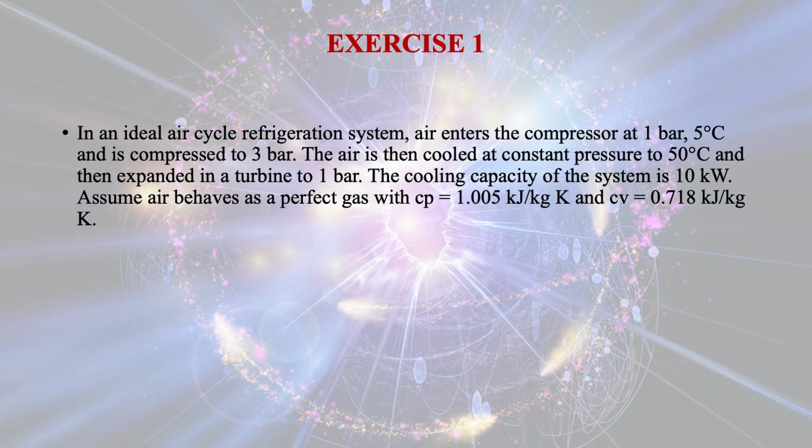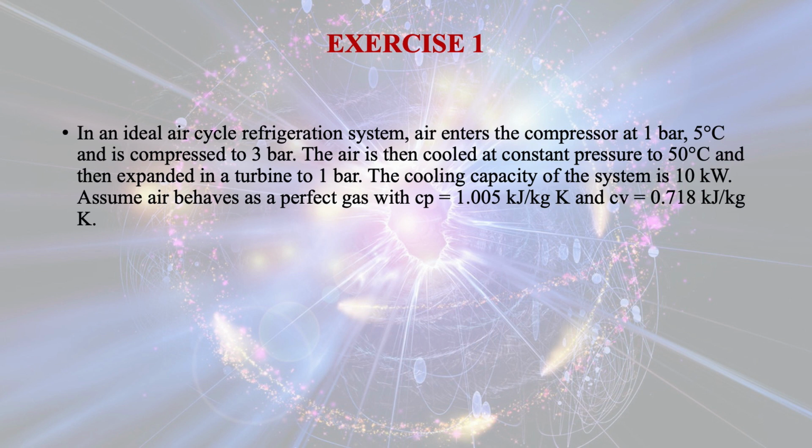Now let us see how we can solve numerical on this topic. In an ideal air cycle refrigeration system, air enters the compressor at 1 bar, 5 degrees centigrade, and is compressed to 3 bar. The air is then cooled at constant pressure to 50 degrees centigrade and then expanded in a turbine to 1 bar. The cooling capacity of the system is 10 kilowatt.